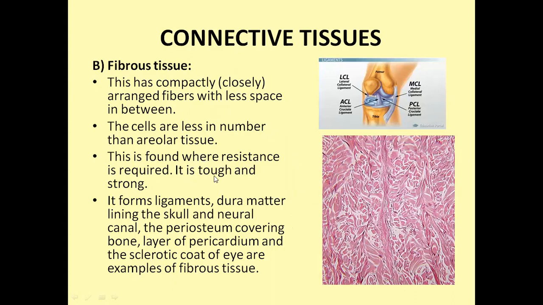This is found where resistance is required, tough and strong. It forms ligaments, dura mater, lining of skull, neural canal, periosteum covering the bone, layering of pericardium, and sclerotic coat of eyes, as examples of fibrous tissue. These are some of the ligaments: MCL, anterior cruciate ligament, posterior cruciate ligament, and lateral ligament of the knee joint. So it will be like that. This is the microscopic view of the tissue.